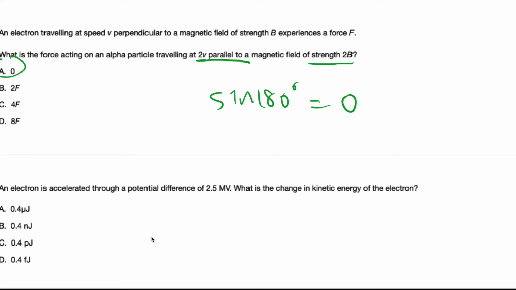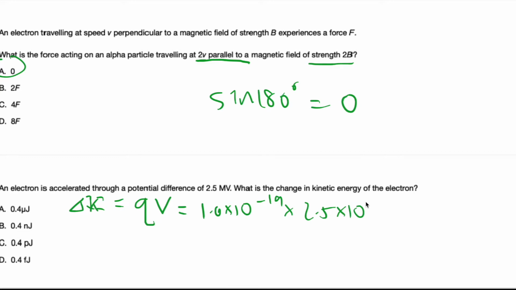An electron is accelerated through a potential difference of 2.5 megavolts. What is the change in kinetic energy of the electron? So the change in kinetic energy is going to be equal to the work done by the potential difference, which is equal to 1.6 times 10 to the negative 19th power times 2.5 times 10 to the 6th power. And this is equal to 4 times 10 to the power of negative 13.